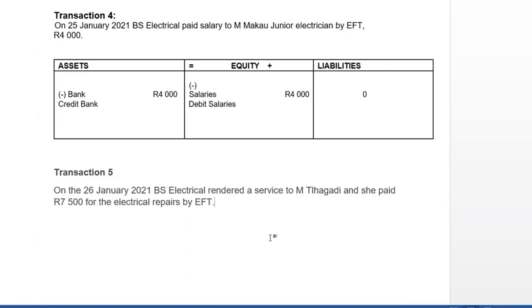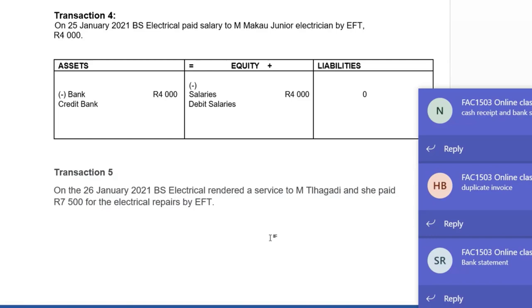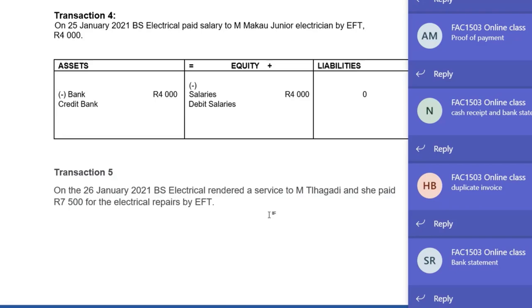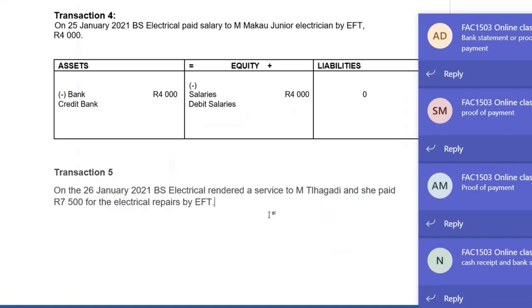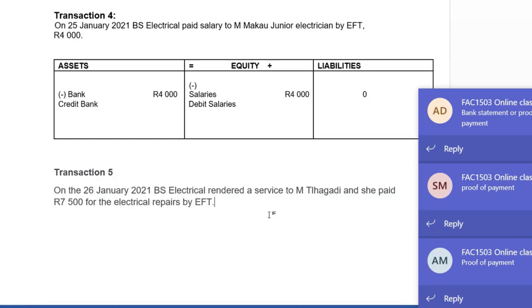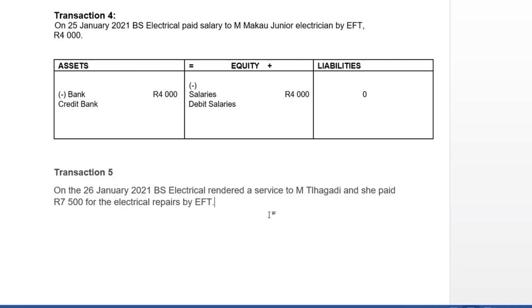Cash receipts, I see bank statement, duplicate invoice. Yes, I see cash receipts. Guys, duplicate invoice, yes. The most important thing is when you have a business, remember when you render a service, you need to issue your client or your customer with what? A tax invoice. Maybe an electrician comes to your home and fixes something in the house. What does he leave you with? A tax invoice.